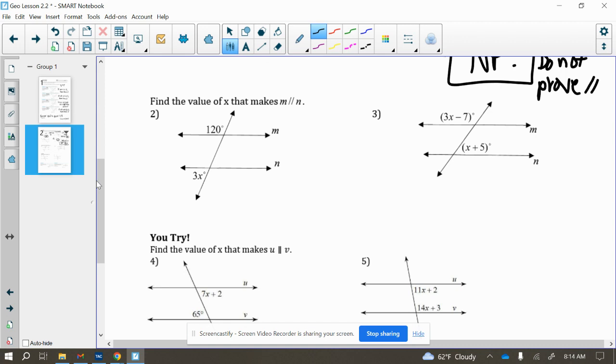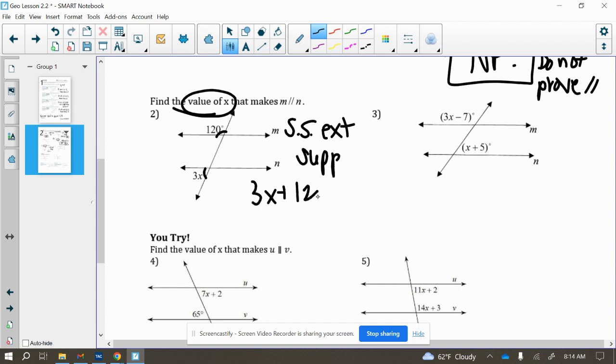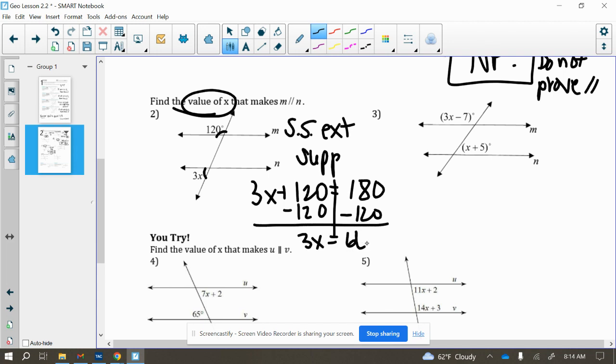Now, we can also solve for a value of x that will make our lines parallel. Again, if we look at 120 and 3x, these are same side exterior angles. So we know they would have to be supplementary in order for those lines to be parallel. So 3x plus 120 would need to equal 180. We would subtract 120 from both sides. 3x equals 60. So x would have to equal 20 in order for these lines to be parallel.